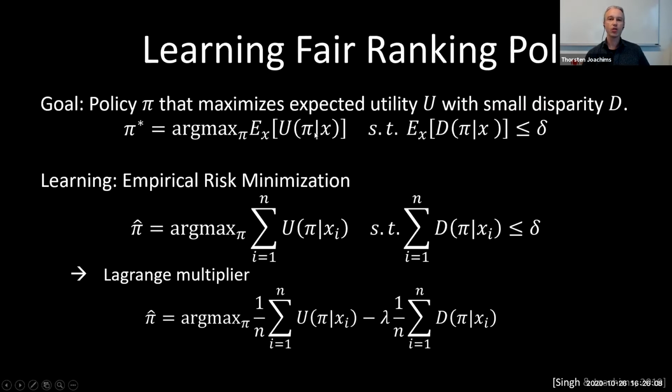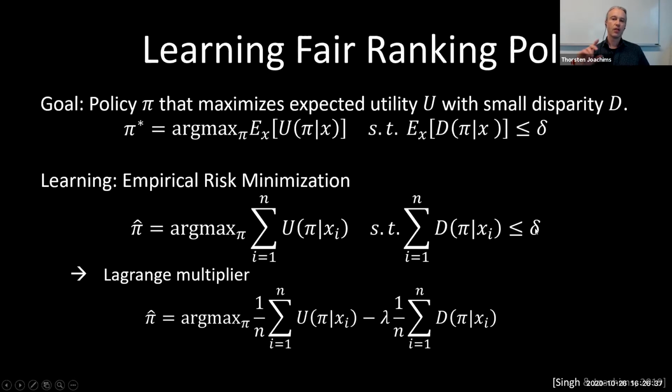Now, these two expectations we of course don't know, but we can approximate them just as we always do in empirical risk minimization with an average over our training data. So utility is an average, and disparity is also an average over our training examples. So we can write this as this constrained empirical problem of maximizing utility subject to estimated disparity being less than delta.